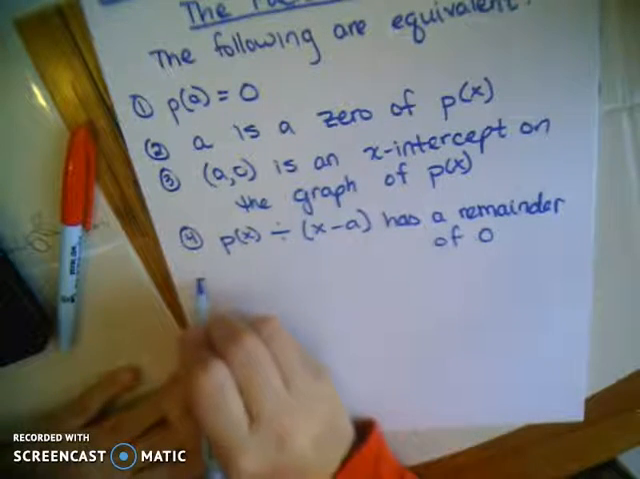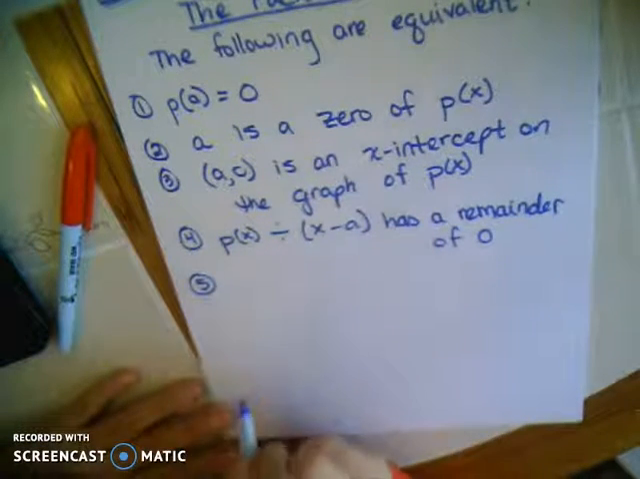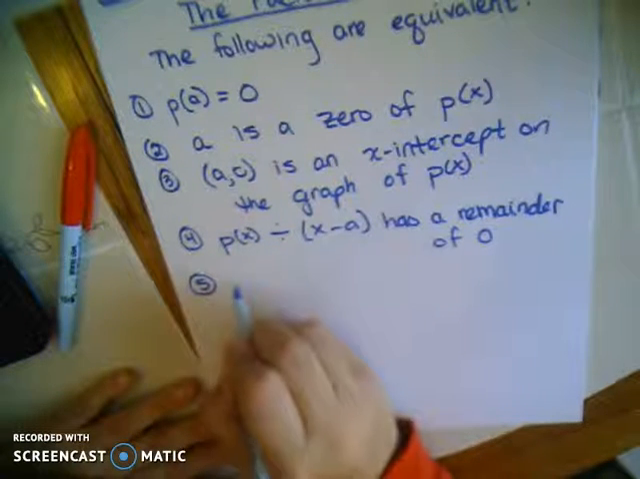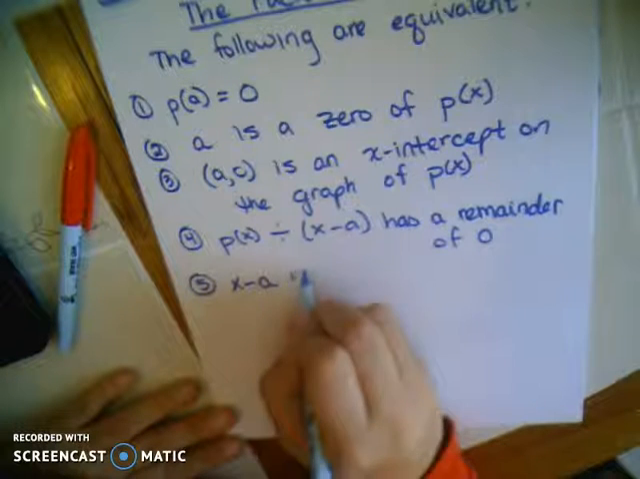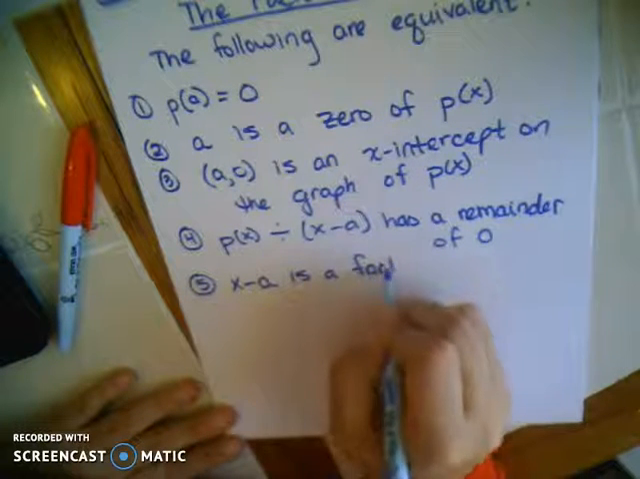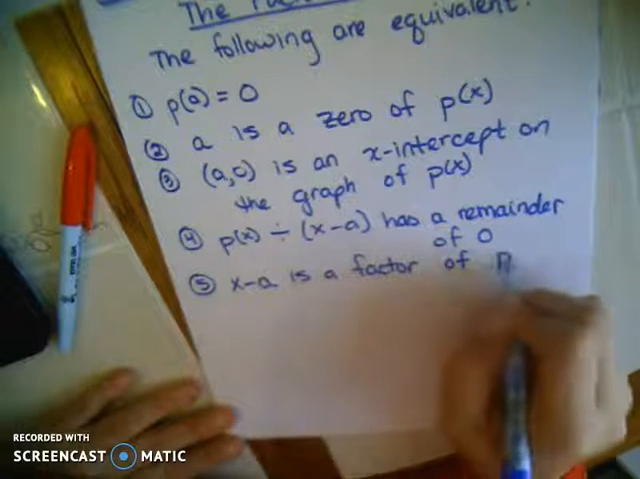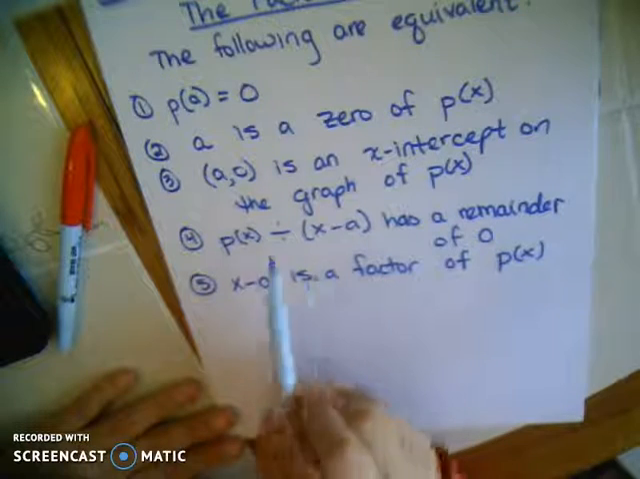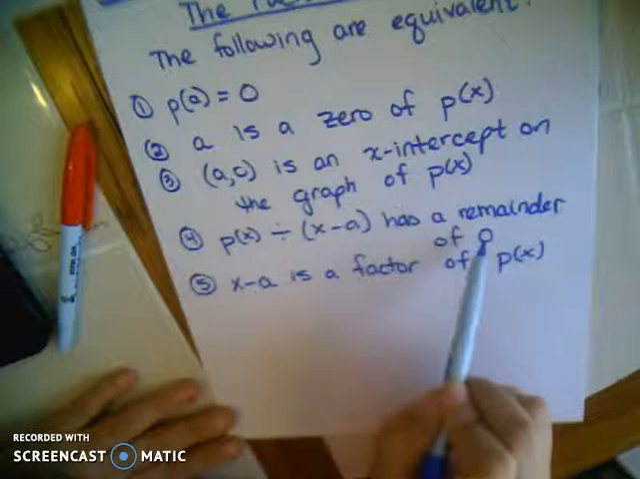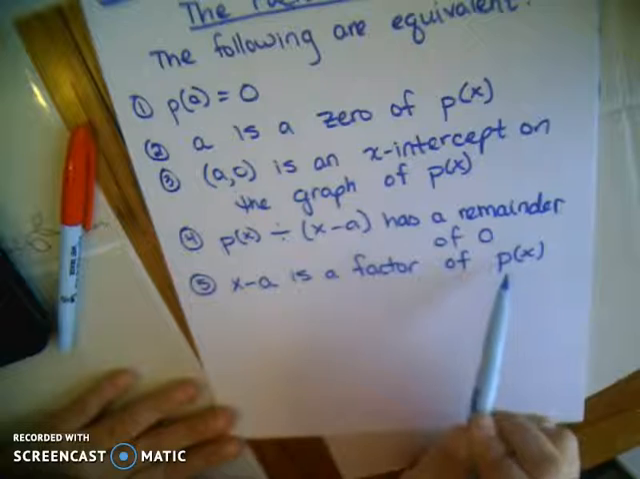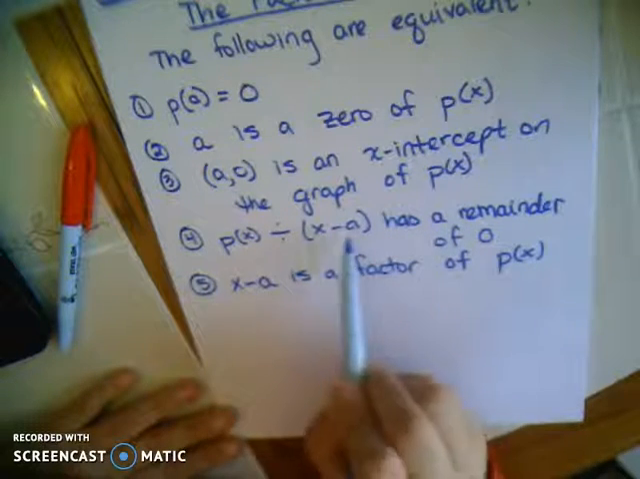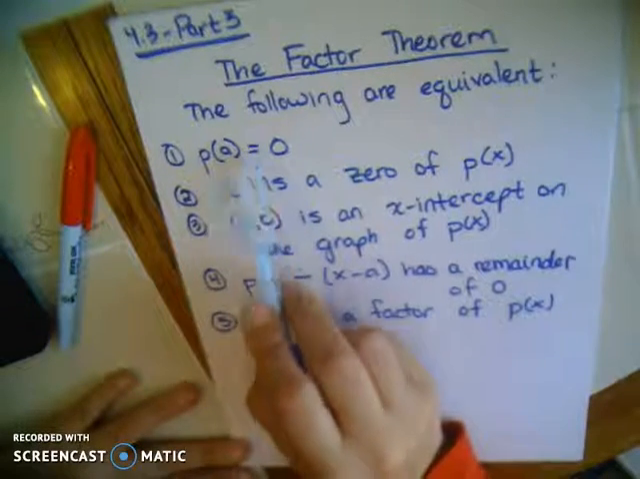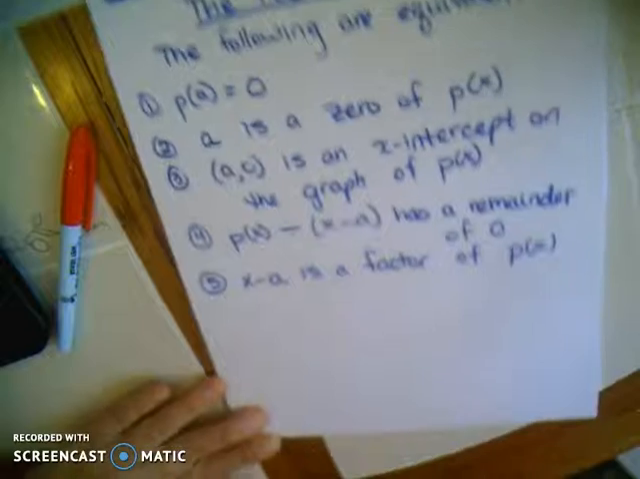And when we divide and get a remainder of 0, that means that these two expressions have a special relationship. That means that x minus a is a factor of p of x. So really, these last two pieces are what the factor theorem tells us. If we can divide and get a remainder of 0, then x minus a is a factor. And remember, dividing by x minus a would be the same thing as finding the functional value at a. And that's pulling the remainder theorem in as well.